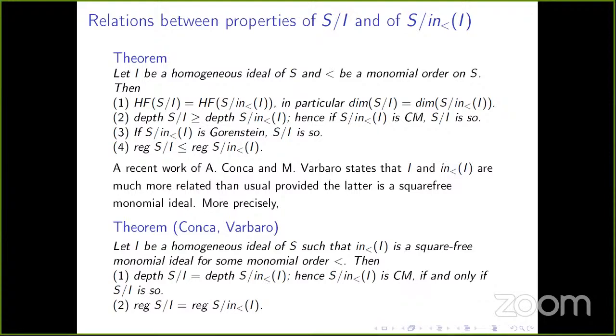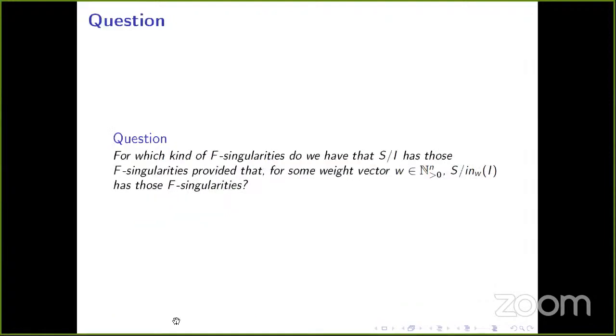And the second one is that the regularity of S mod I is the same as the regularity of S mod the initial ideal of I. So in a similar vein, one might ask what happens for F-singularities? The precise question is, for which kinds of F-singularities do you have that S mod I has those F-singularities, provided that for some weight order W, S mod the initial ideal of I has those F-singularities.